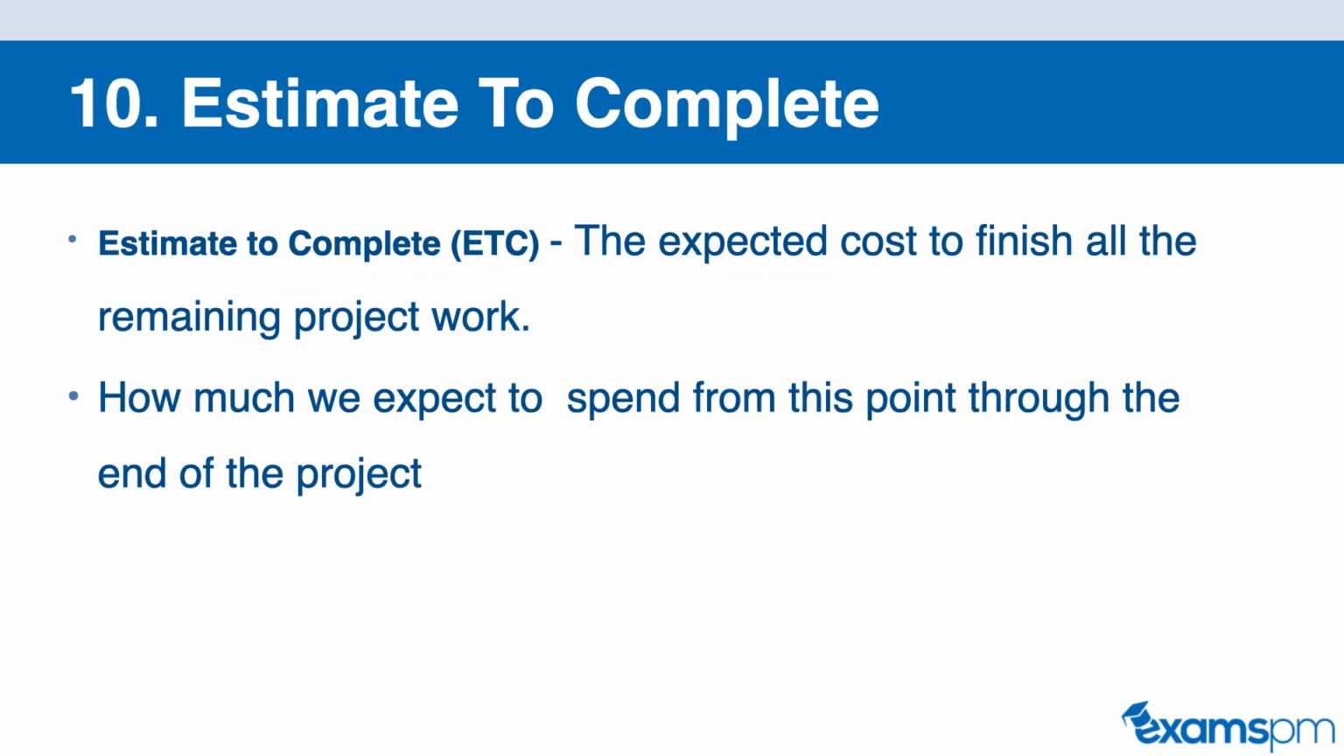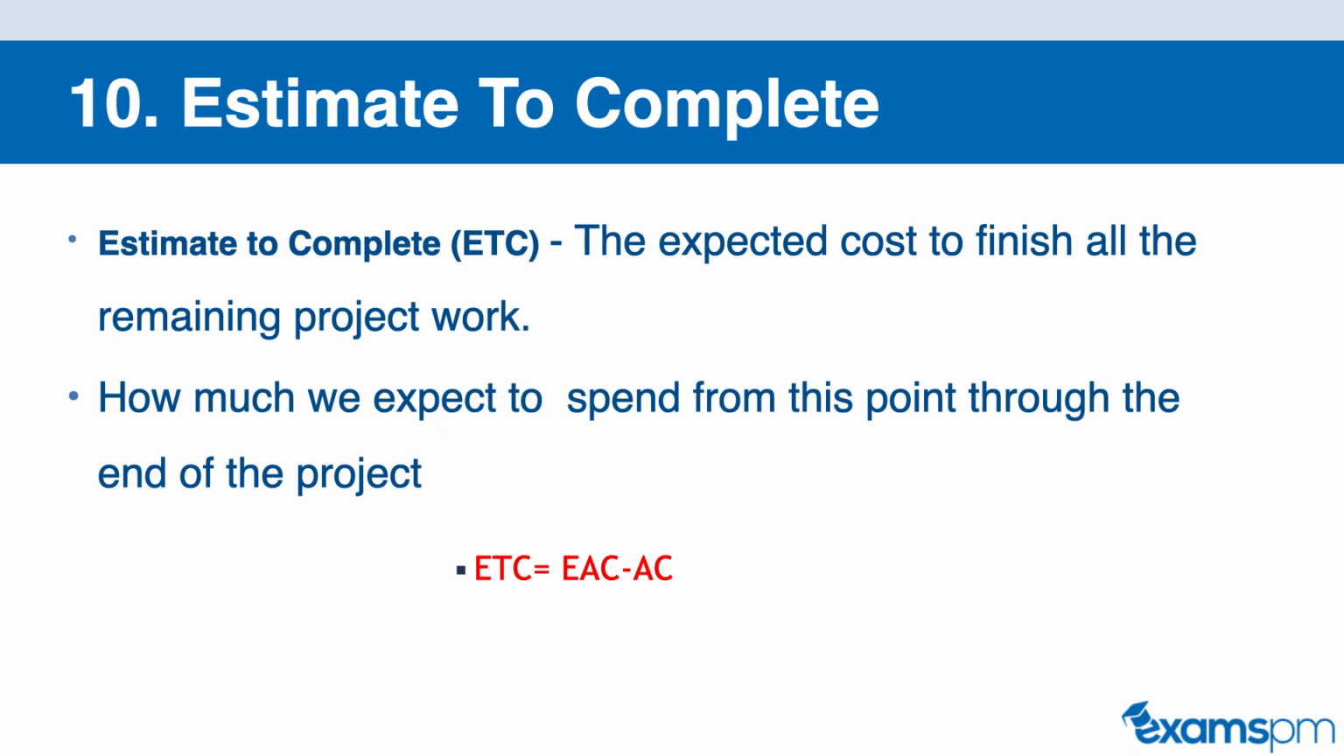Our 10th formula is our ETC, which stands for Estimate to Complete. So this is how much we expect the cost to be that we still need in order to finish the work remaining on the project. It is how much we expect to spend at a certain point to the end of the project. So this is how much we still need to spend in order to finish this project. The formula for ETC is EAC minus AC.